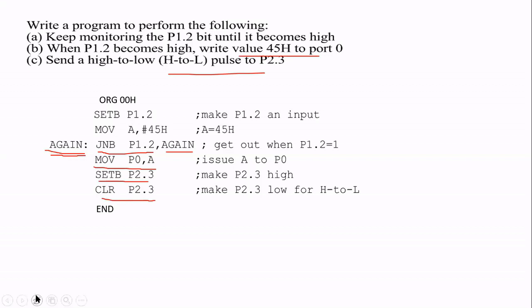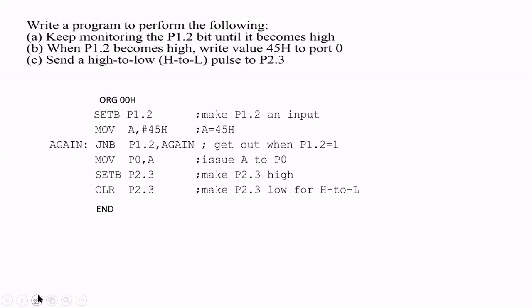So this is how the program will be working, right? Before checking the bit P1.2, which is an input port, you need to make it high, and then check the bit continuously, monitor it. Once the bit becomes high, come out of the loop, move 45 to P0, and also send a high to low pulse to P2.3. This is the requirement, and we have written the program accordingly, right?